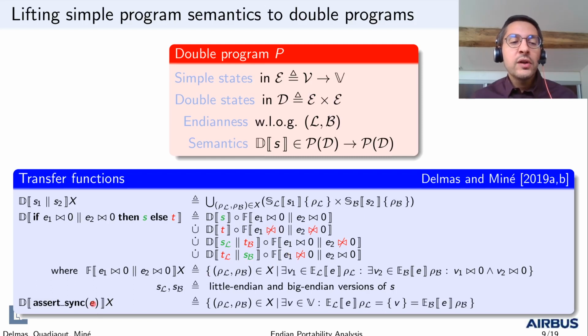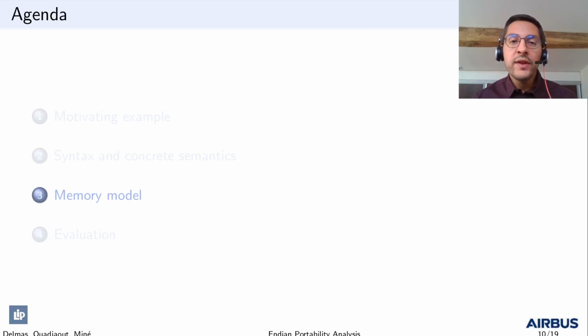The semantics for assert sync statements simply filters away any double memory environments where the evaluation of expression E might give different results in the Little Endian program and Big Endian program. In this case, an alarm is raised. This is not represented here for conciseness. Now, the semantics for further statements is defined by standard induction on the syntax, yet we still have to define how we read and write to memory. And for this, we need a memory model.